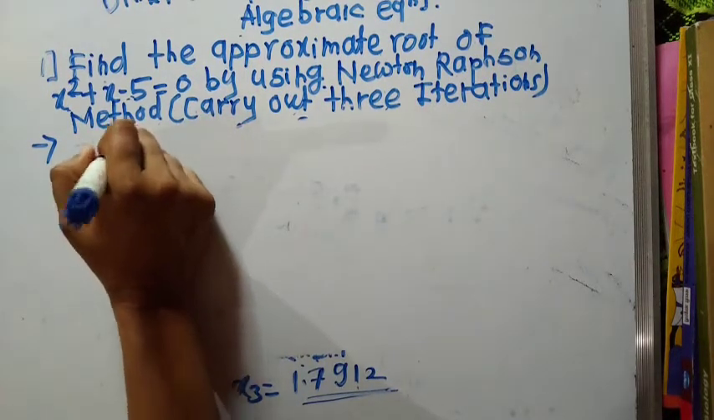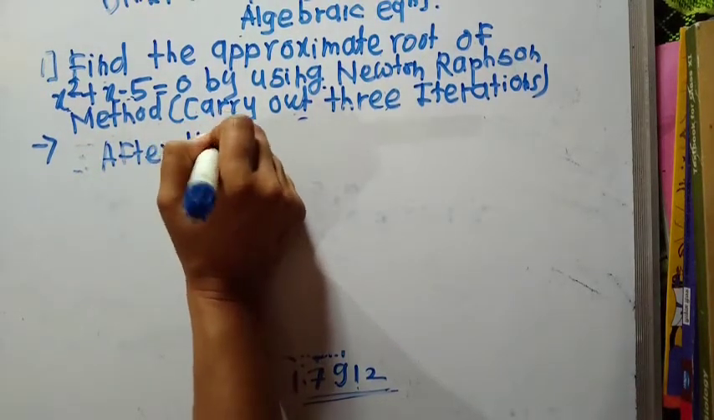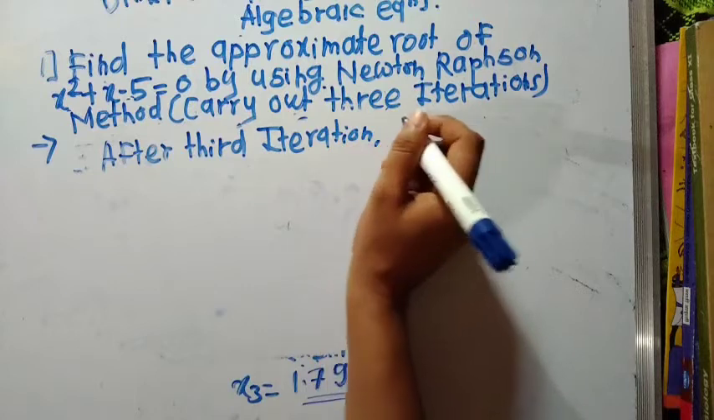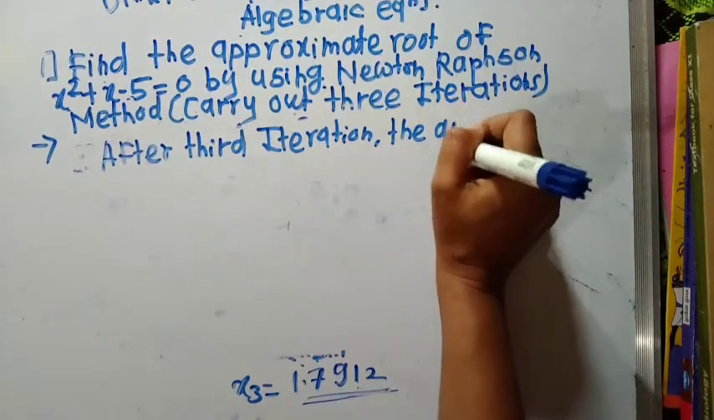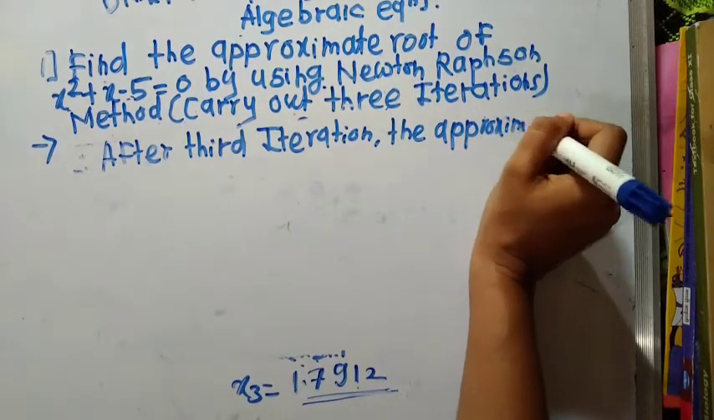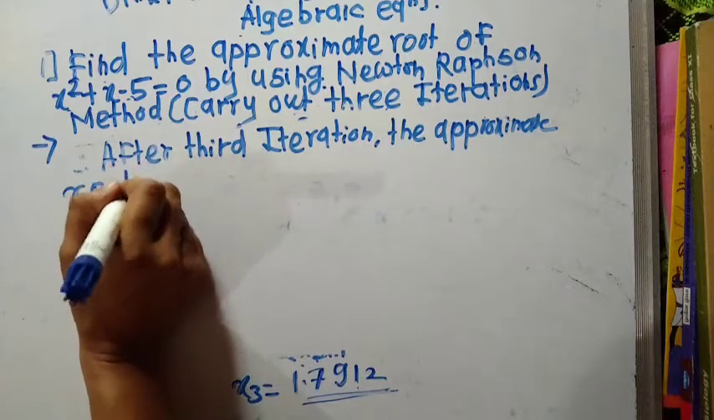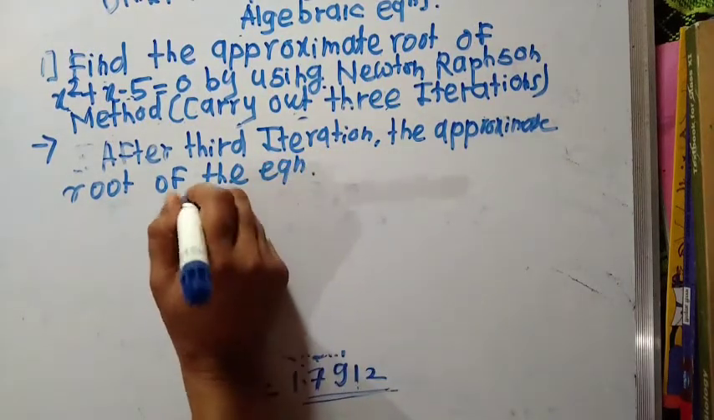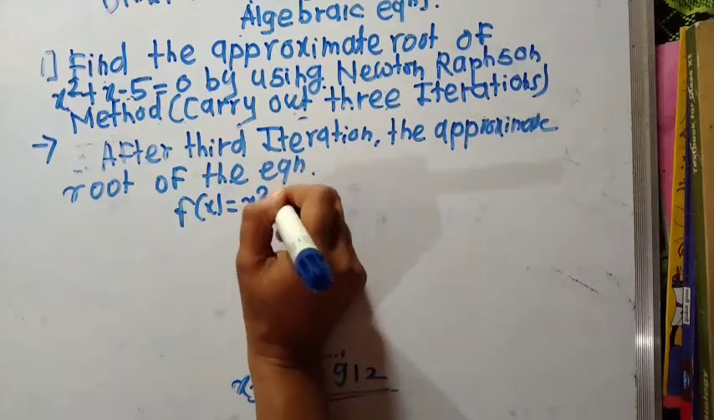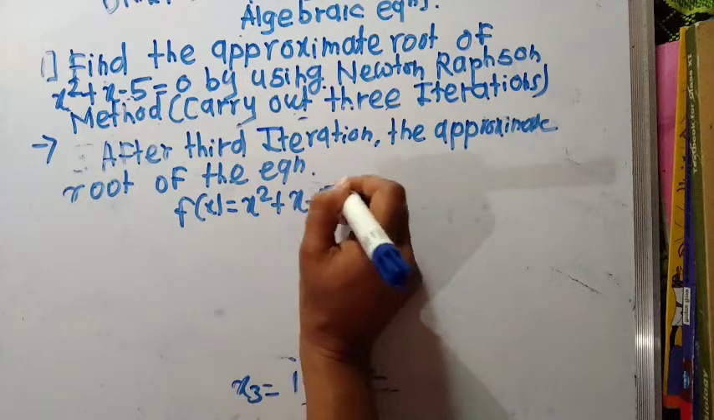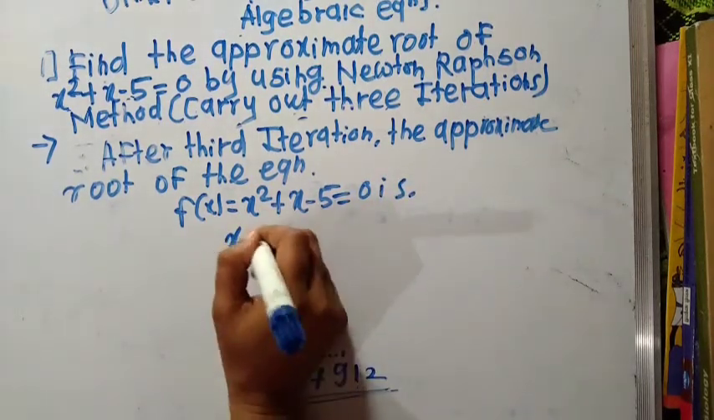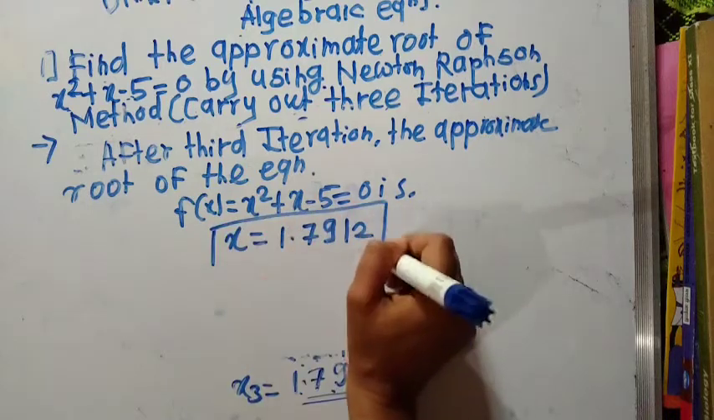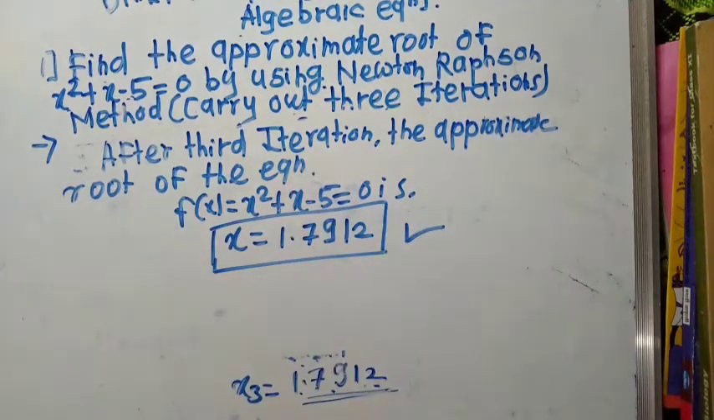So after third iteration, the approximate root of the equation f of x is equal to x square plus x minus 5 is equal to 0 is x is equal to 1.7912. So it is the approximate root.